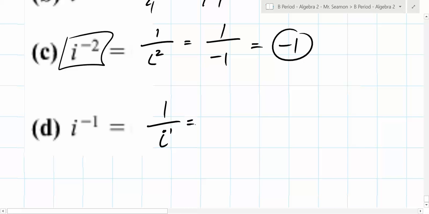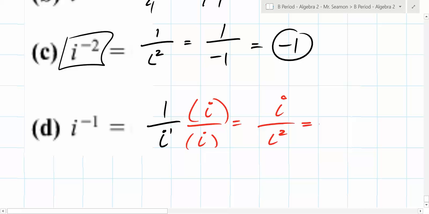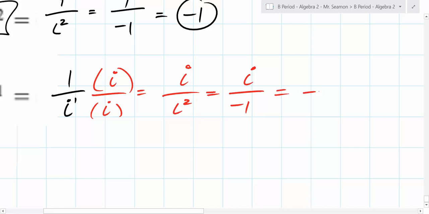Do we like having i in the denominator? No. So Kelly, what do we multiply by? i over i. Correct. So you get i over i squared, which is i over negative 1. And what does that simplify to?